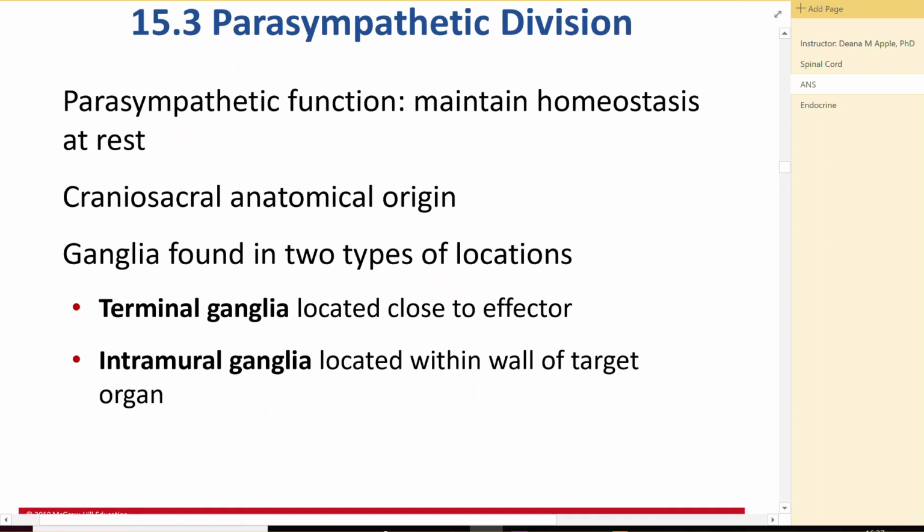So again, rest and digest, we're trying to maintain homeostasis under conditions of not being eaten by a predator. Craniosacral and S1, S2. For the craniosacral, we have 2 different types of ganglia. We have terminal ganglia close to the effector cell, and we have intramural ganglia that are actually in the target tissue, in the effector tissue. So you can be very close and send out a short projection and innervate a tissue, or you can actually have a ganglion that's inside the tissue.